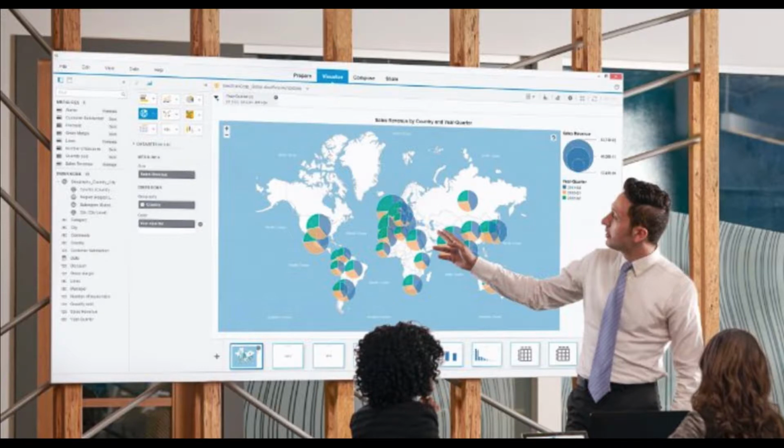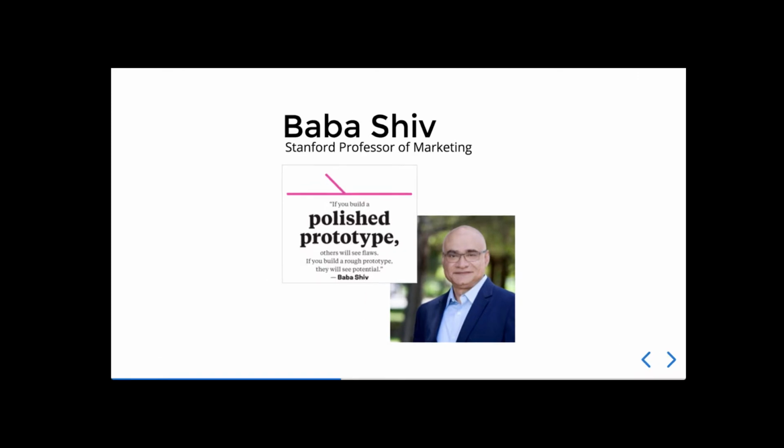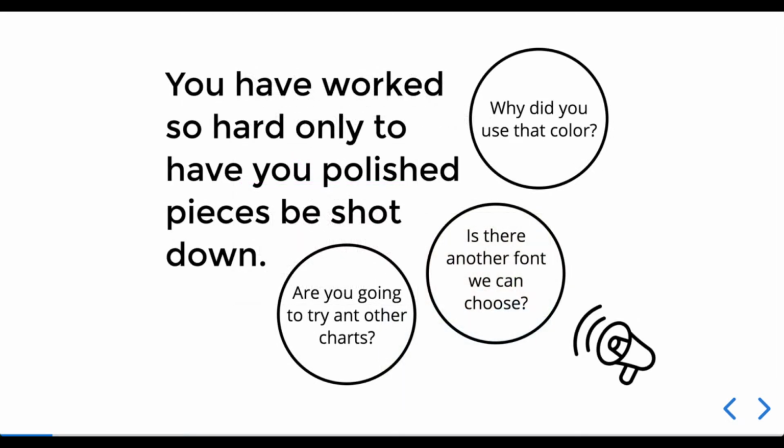But the point is, when we're showing our presentation for the first time, there are going to be more critiques than there are opportunities for people to champion your ideas if you put something in front of them such as this. If you put a sketch up there, if you put a rough idea, they're much more likely to get behind your idea. There were many influences for this talk, and a big one was Baba Shiv, professor at Stanford, who coined the imperfect pitch. The quote in front of you reads, "If you build a polished prototype, others will see flaws. If you build a rough prototype, they will see potential." I see so much truth in that quote.